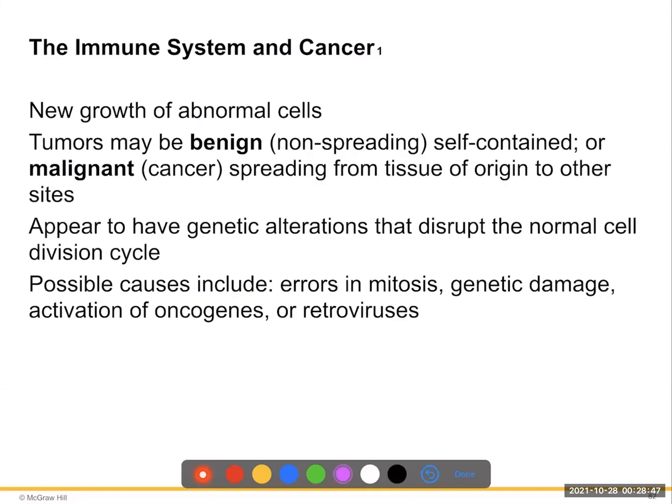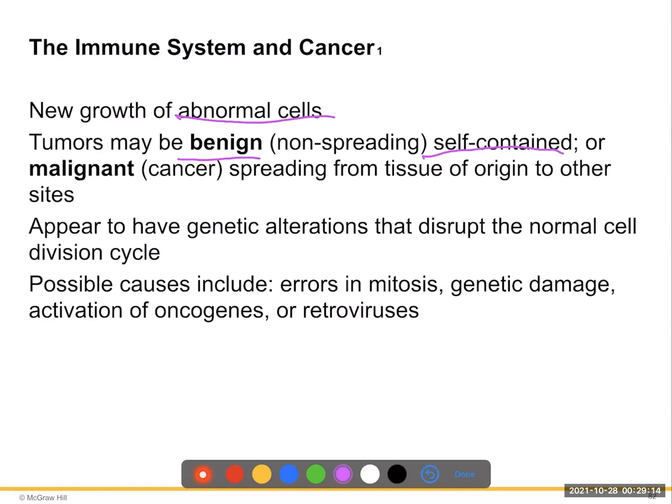Okay. So the immune system in cancer, it's a new growth of abnormal cells. Okay. So tumors can be benign, which means the cells are growing at a rapid rate. They're forming a tumor, but they're not spreading to different parts of the body. It's self-contained. That's benign. Or it could be malignant, where this tumor grows from this rapid cell rate, and then it starts to migrate to different parts of the body.